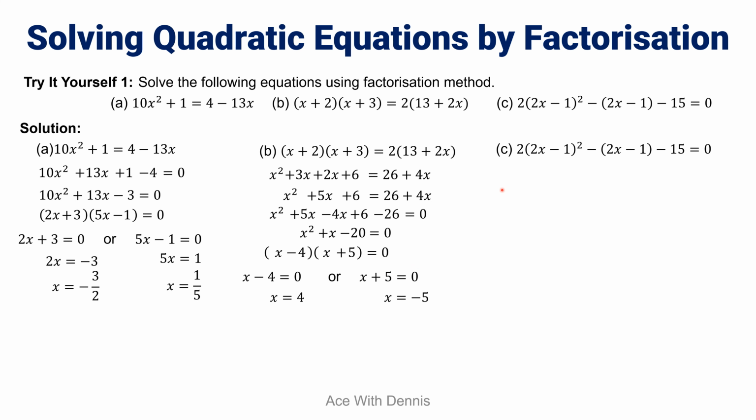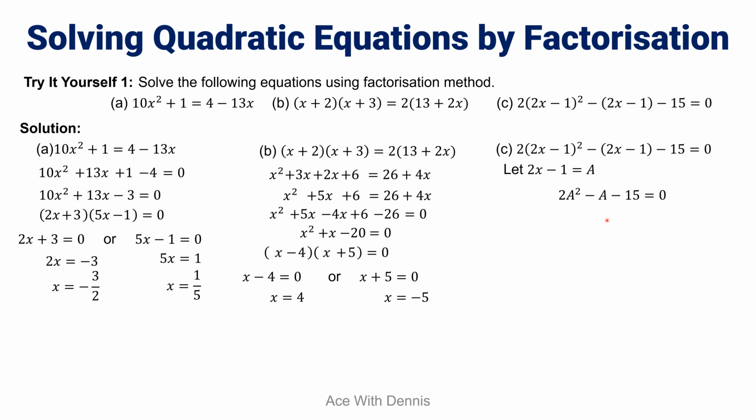For C, 2 times (2x minus 1) squared minus (2x minus 1) minus 15 equals 0. So you might attempt to expand (2x minus 1) squared first, and then remove the bracket, which becomes minus 2x plus 1. But you don't have to do that. What you can do is let 2x minus 1 equal a. As you can see, 2x minus 1 is repeated here, right? So maybe we let it be a first.